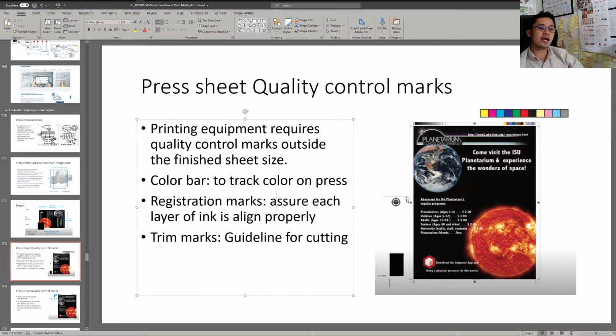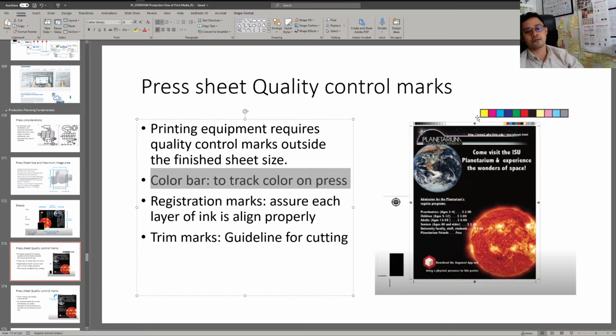Jadi jangan over rely on this register sahaja. We need also to check on the image. And of course, the trim marks, guideline for cutting, like just now I said to you. Now here, okay, color bar, to track the color on press.